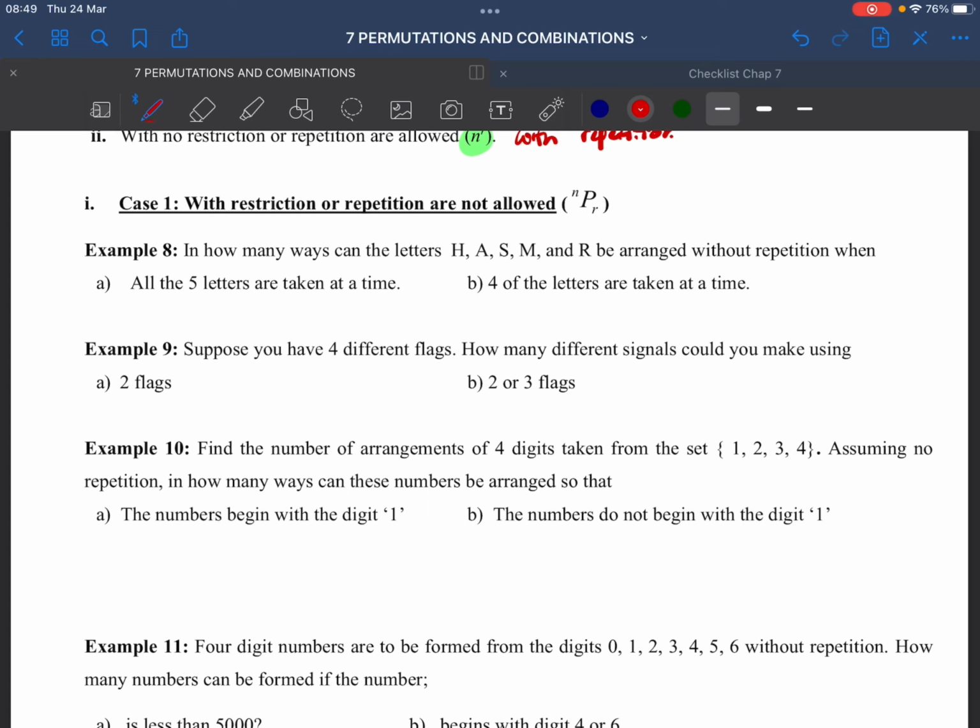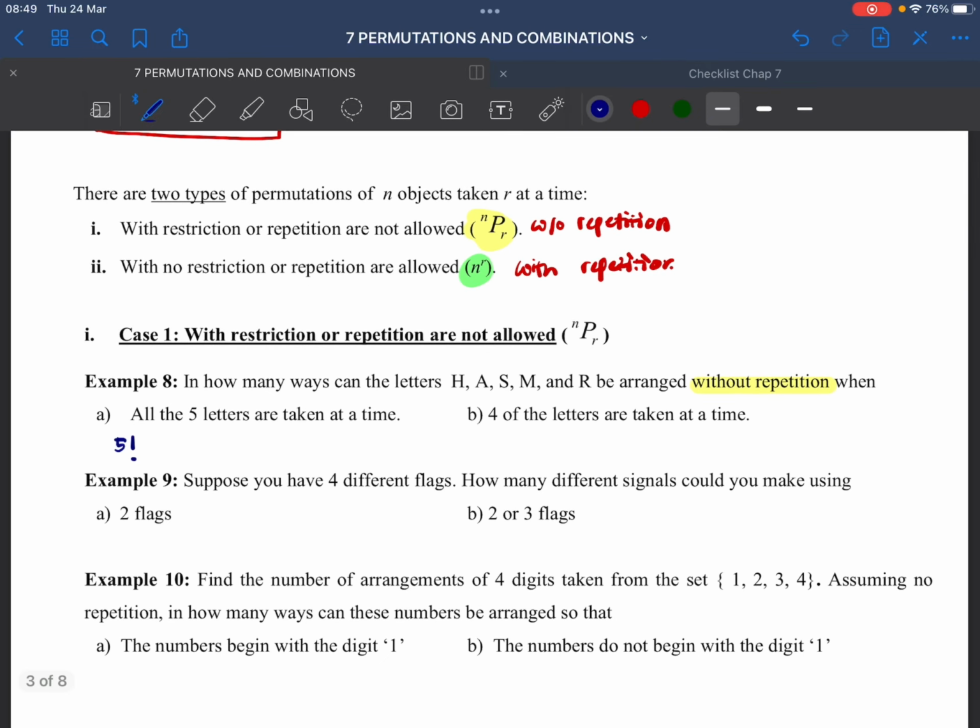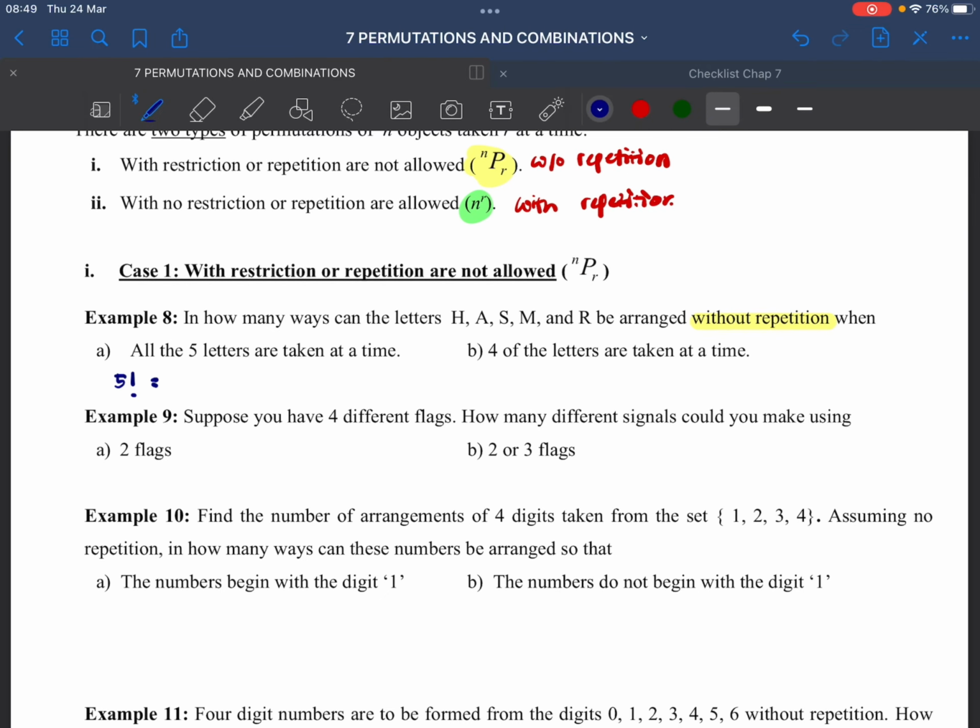In how many ways can the letters HASMR be arranged without repetition? Remember, without repetition, cannot repeat. When all the 5 letters are taken at a time. So we have 5 letters without repetition. Straight away we write 5 factorial, or 5P5 also can. Is equal to 120.